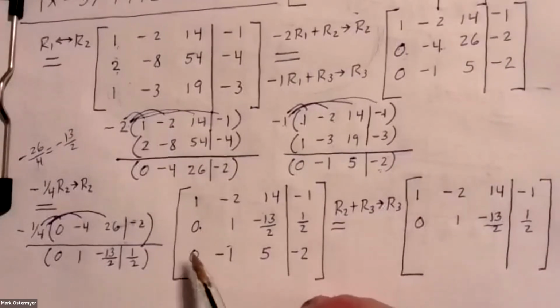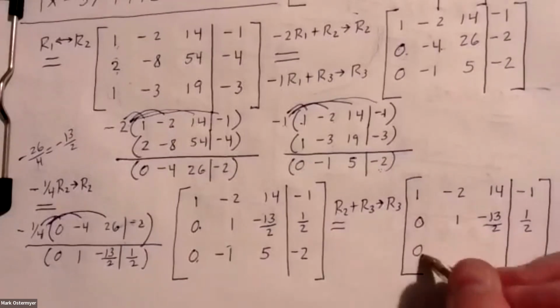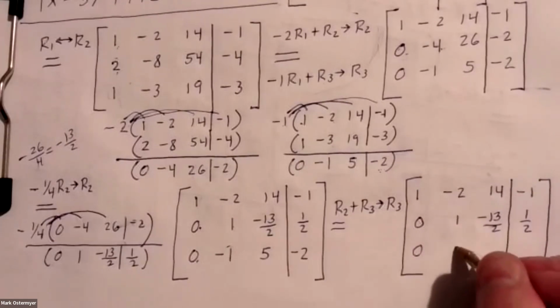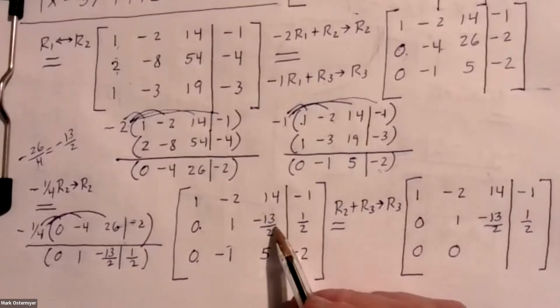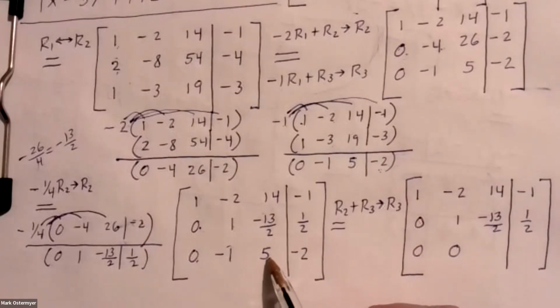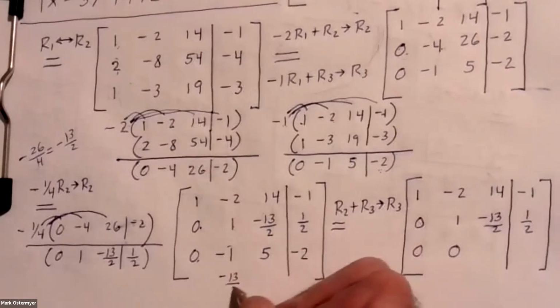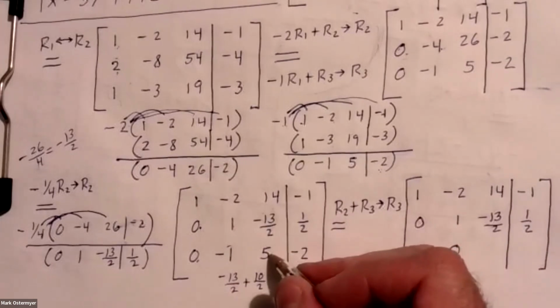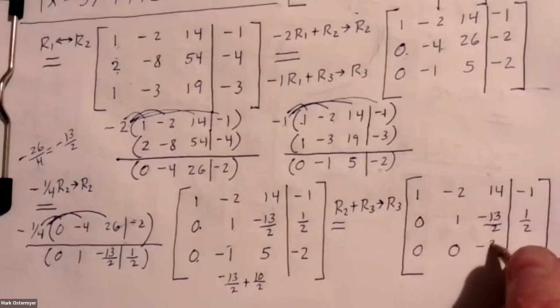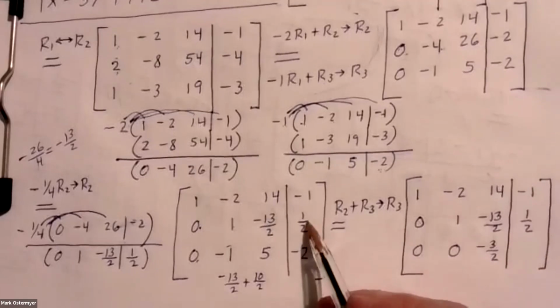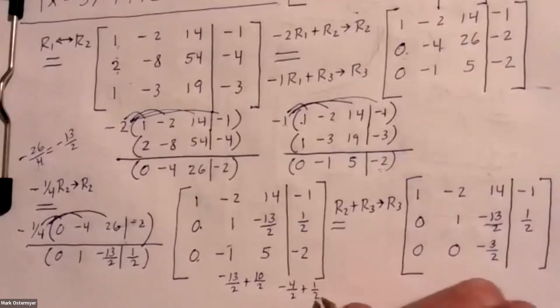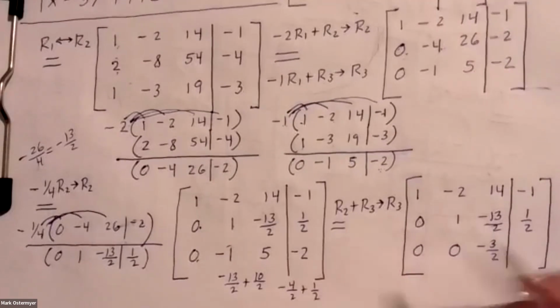So what's 0 plus 0? Keeps the 3-1 entry as a 0, and that's critical that it remain a 0. 1 plus a negative 1 makes the 3-2 entry become a 0. Negative 13 halves added to 5. Well, that's negative 13 halves added to 10 halves. 10 halves, another name for 5, would give me negative 3 halves. That turns this into negative 3 halves right here. 1/2 added to negative 2 is going to be negative 4 halves plus 1/2. Negative 4 halves, another name for negative 2, would give me negative 3 halves.